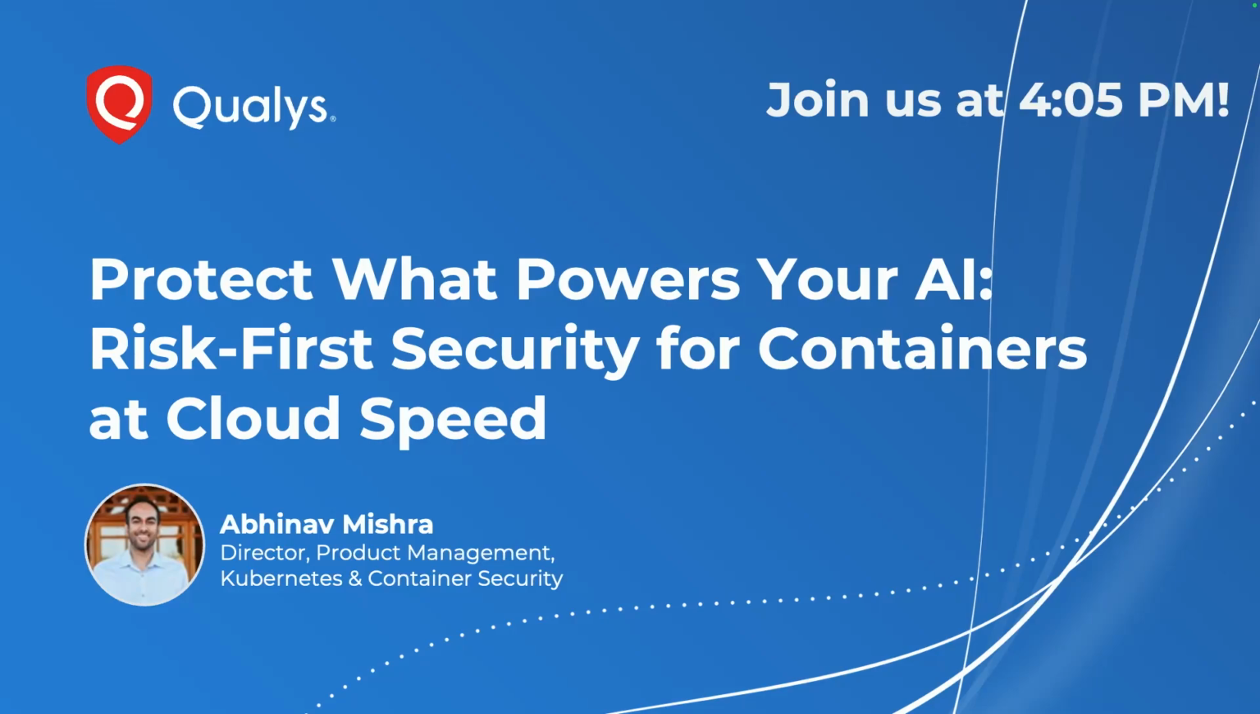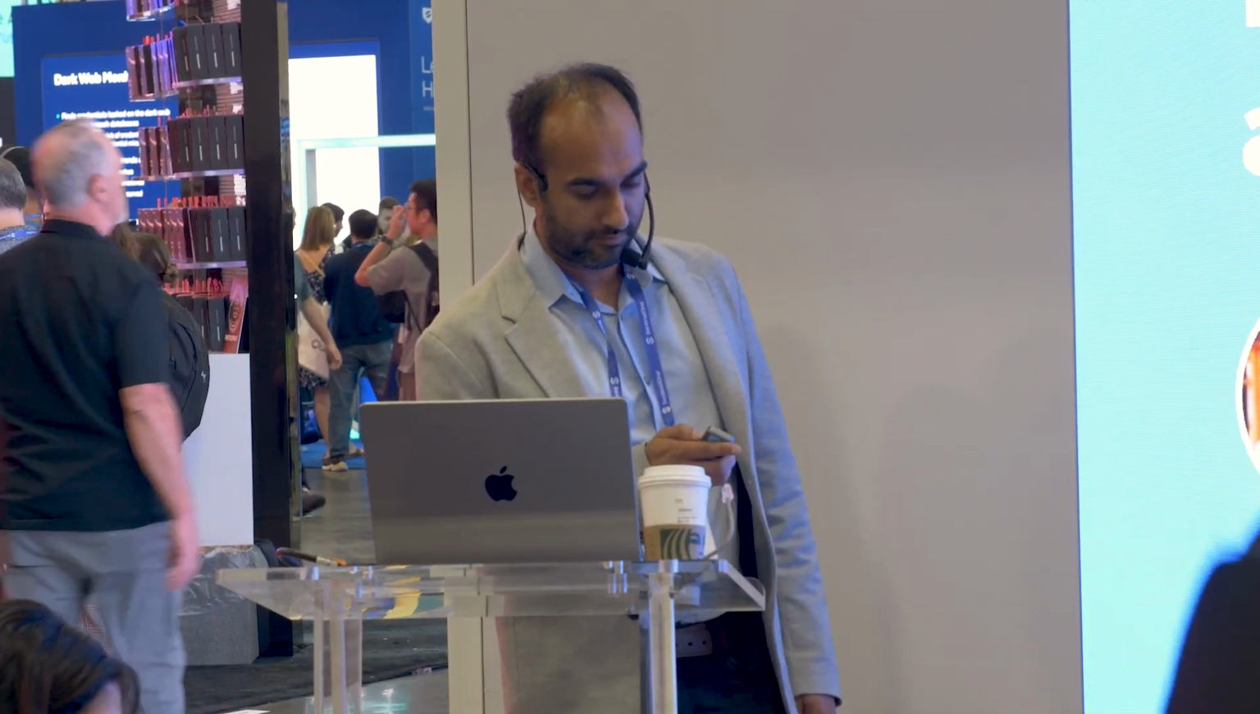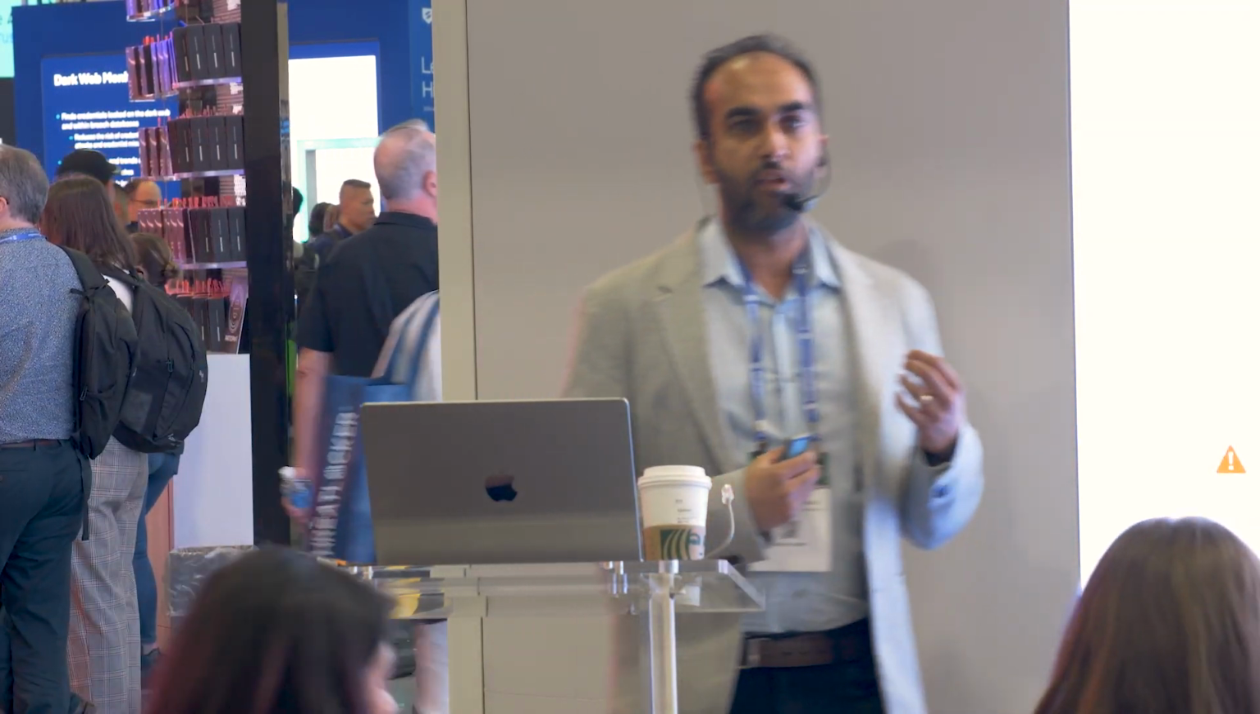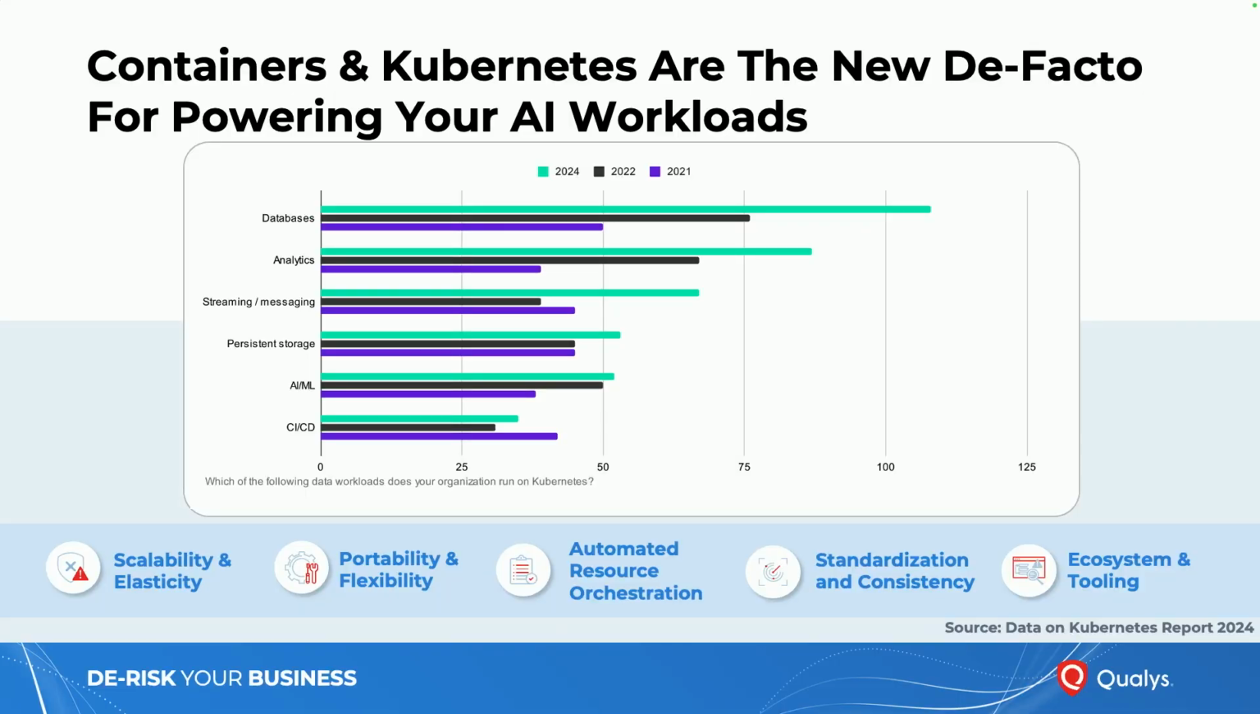We're going to talk about how to secure AI running on containers. And the key thing is, in terms of running AI, containers and Kubernetes have become the de facto for running these workloads. And as we can see, there's a recent stat from the 2024 Data on Kubernetes study, and we're seeing increased growth in AI and ML. And that's because of the scalability that Kubernetes brings to the table.